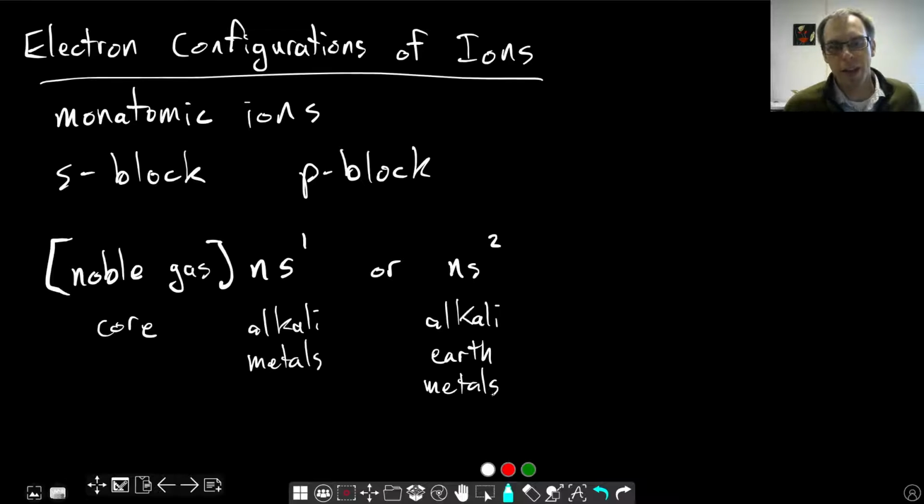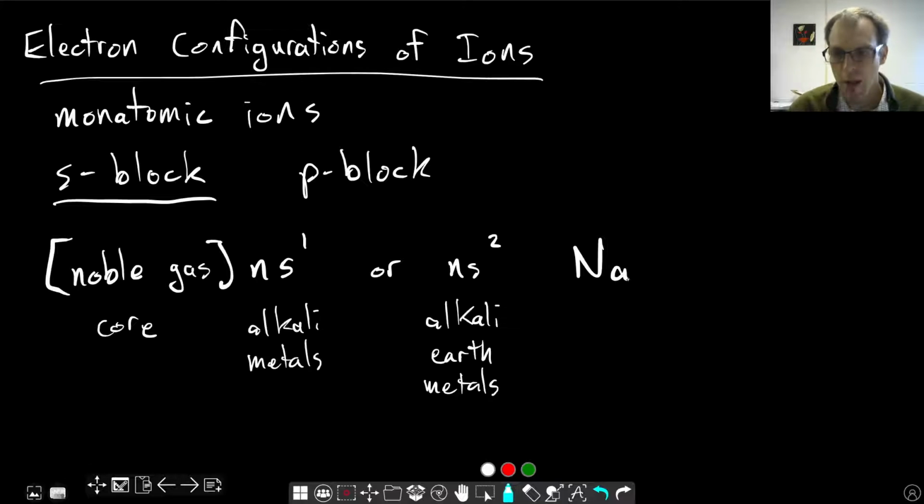Now, having a configuration the same as a noble gas tends to be a low energy configuration for atoms. And so when ions form, they want to form electron configurations that are the same as that noble gas configuration. For these S block metals, things like sodium, for example, we know that sodium wants to form a singly charged ion, Na+, a positively charged singly charged ion. What that means is that it loses an electron.